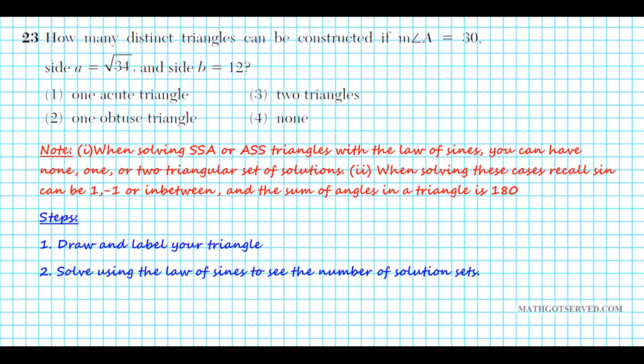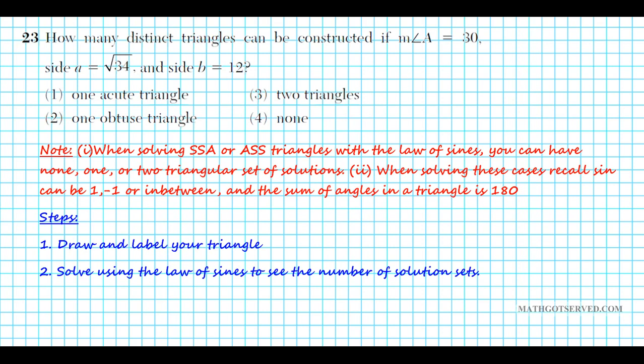All right, let's take a look at problem 23. It reads, how many distinct triangles can be constructed if measure of angle A is 30, side A is root 34, and side B is 12? Now, one thing you want to note when solving SSA or ASS triangles with the law of sines is that you can have no, one, or two triangular sets of solutions.